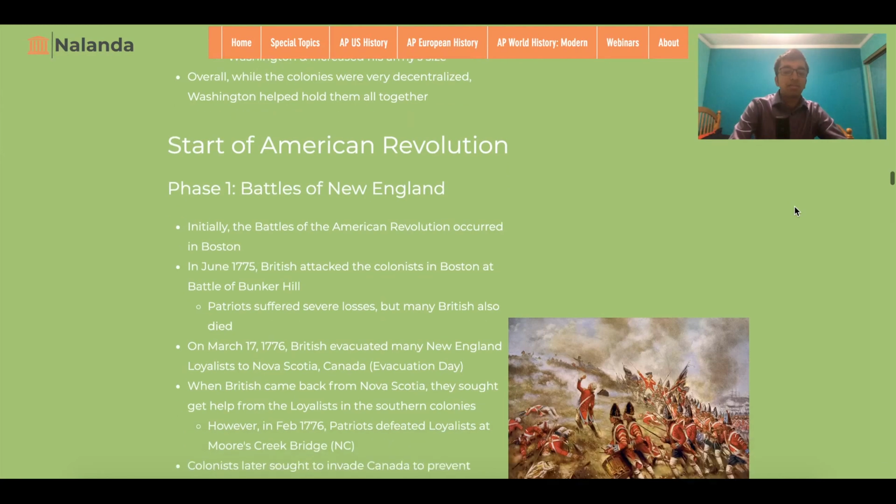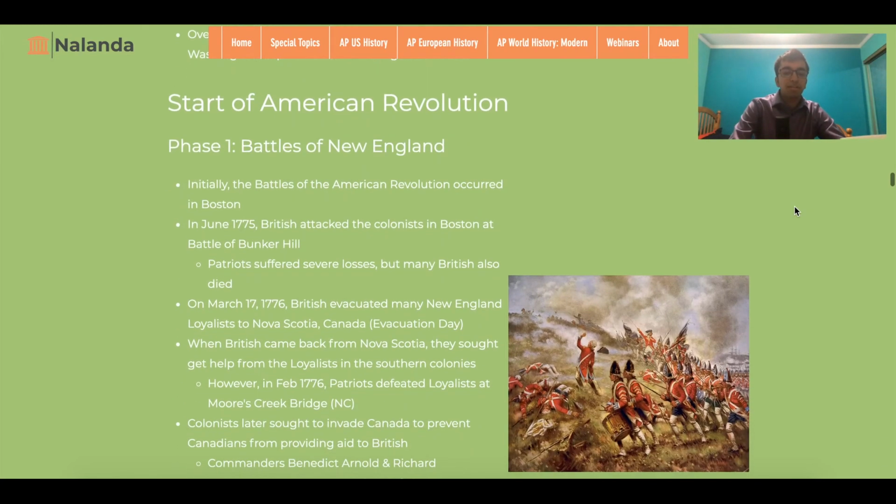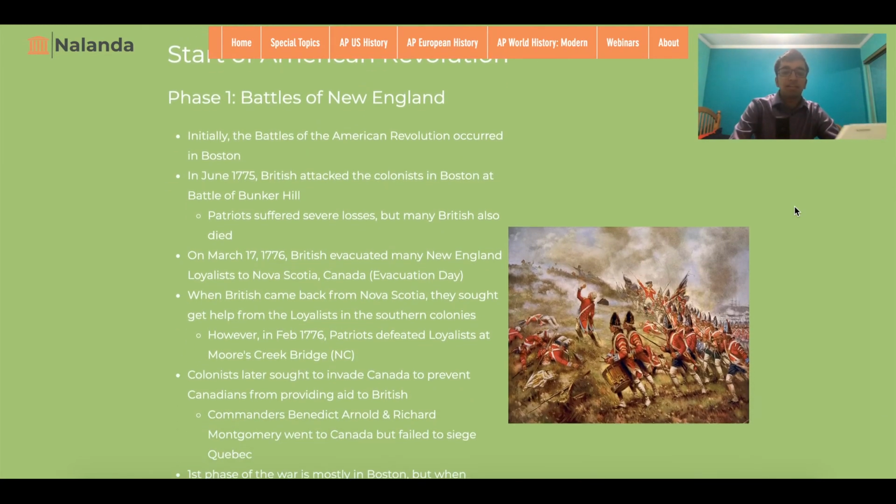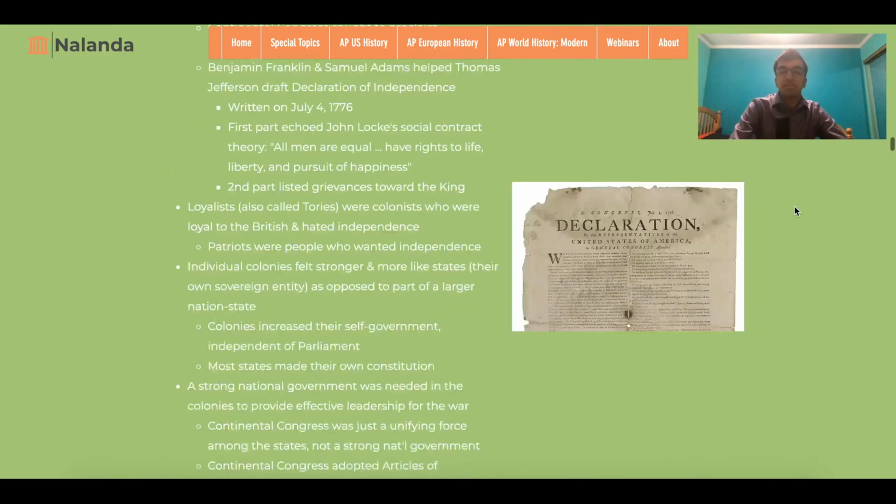Now the revolution started in Boston. So basically, after the initial battles of Lexington and Concord, came the Battle of Bunker Hill in June 1775 in Boston. This was a British victory. The colonists and the British had some more skirmishes, and in March 1776, the British evacuated thousands of loyalists to Nova Scotia. Thus, the colonists sent Generals Benedict Arnold and Richard Montgomery to Canada to prevent the Canadians from providing British aid, but they failed to siege Quebec.